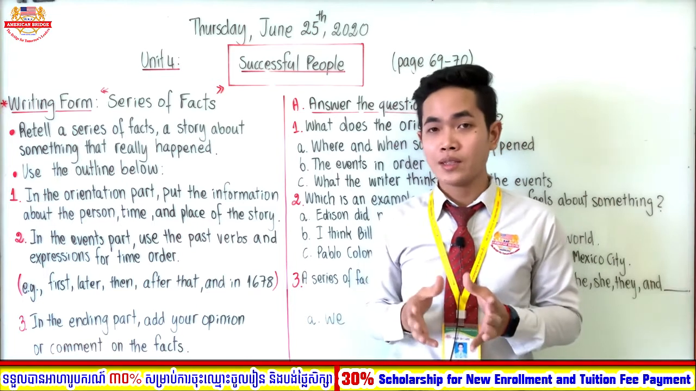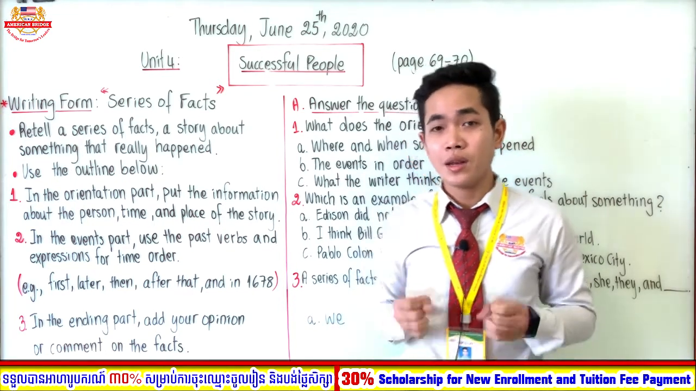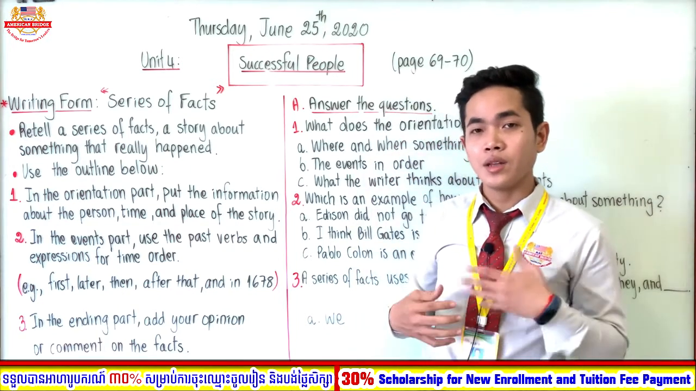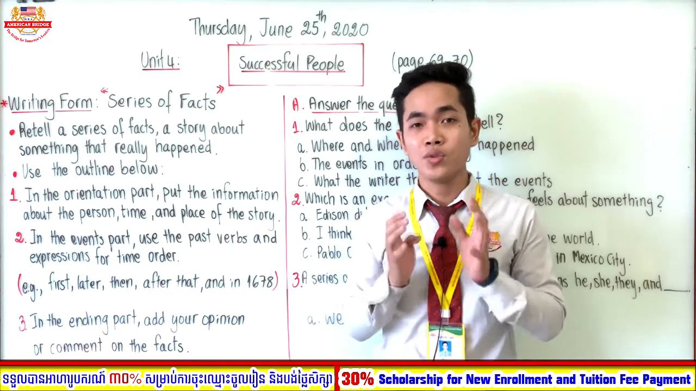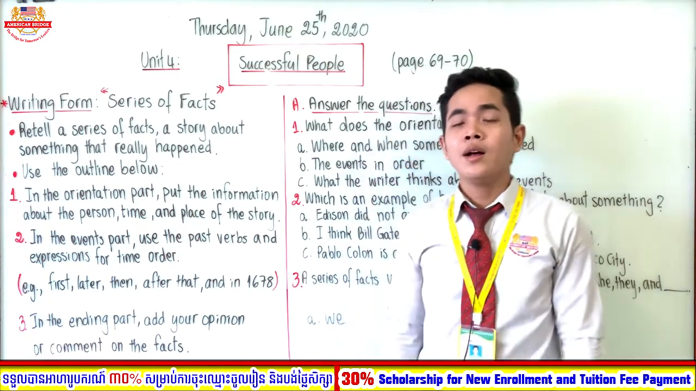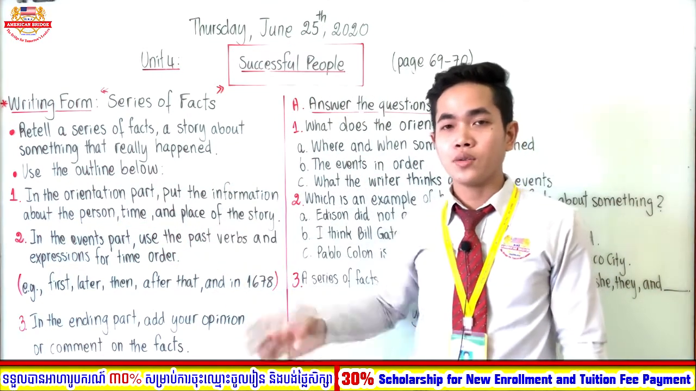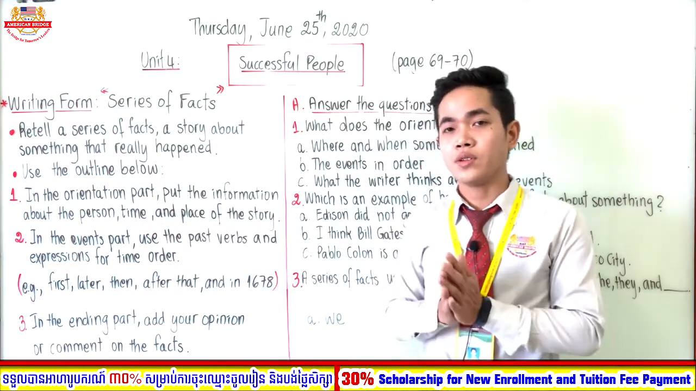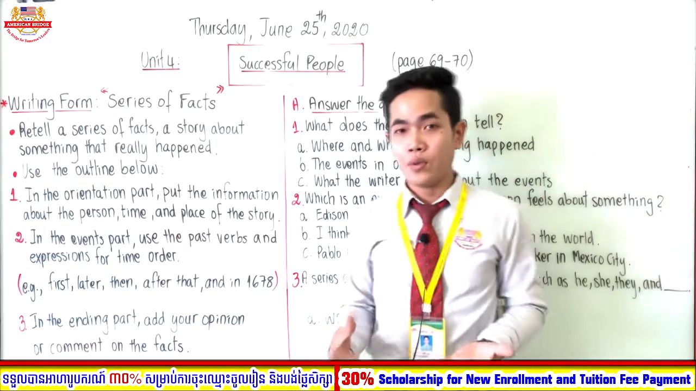Can you guess, everyone, which tense we're gonna use? Of course, we're gonna use the past tense, right? Because it really happened, so we know that it happened already. Make sure that it is real and true, okay? Another thing, you need to use the outline below. To write the series of facts form, you also need to follow our outline. So let's see our outline together.